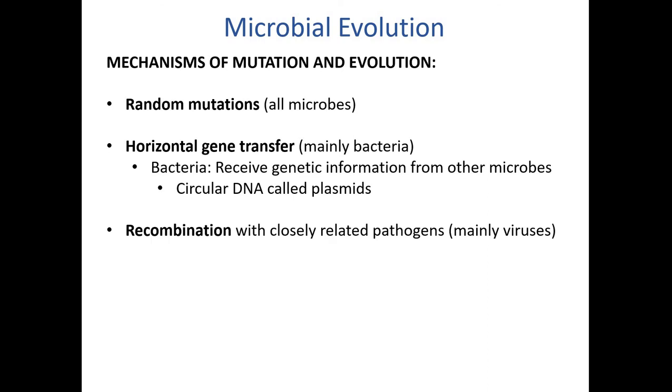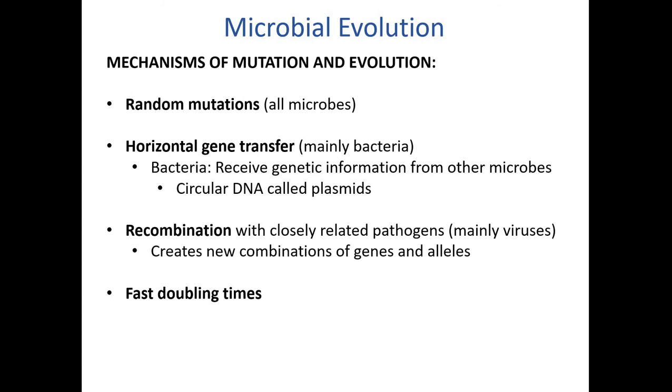Then there can be recombination that occurs with closely related pathogens. This mostly happens in viruses. And so this is something that happens sometimes in flu, and basically it can create new combinations of genes and alleles within the population. And so this is something in flu, for example, that can allow it to jump from birds or pigs more easily into humans. These recombination events create new combinations of genes and alleles within the virus.